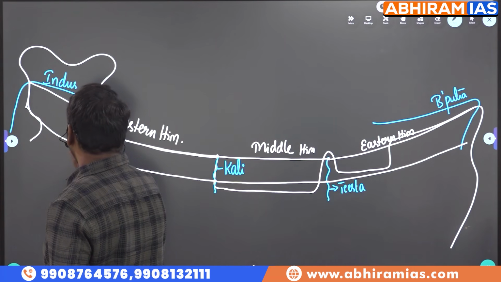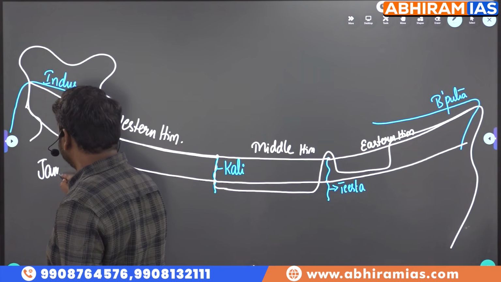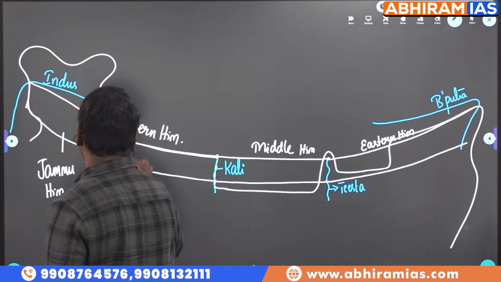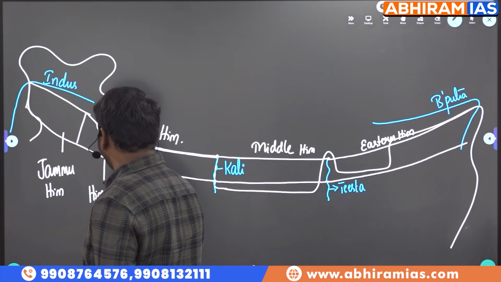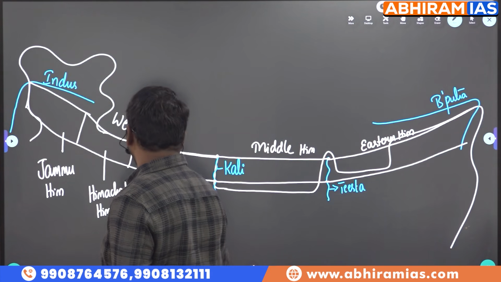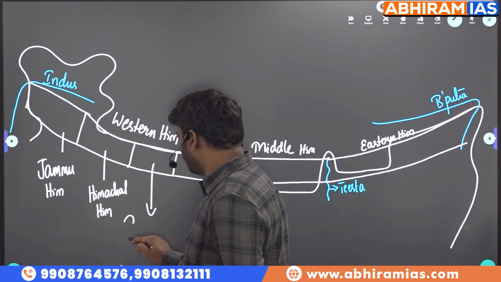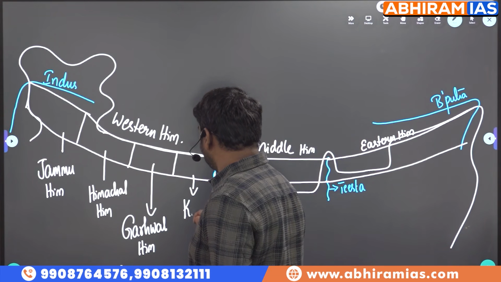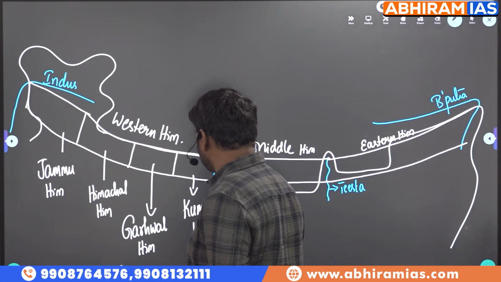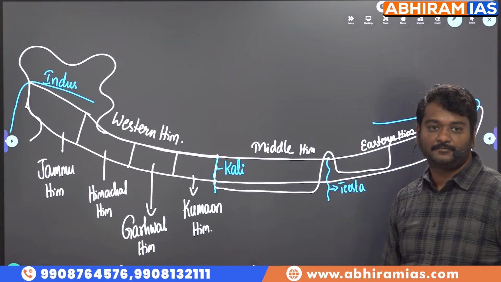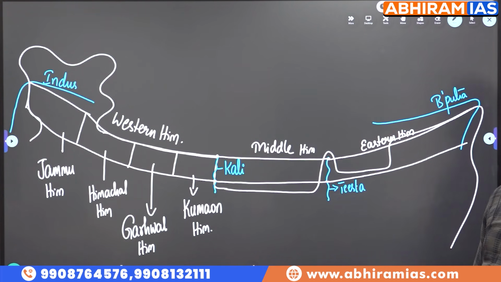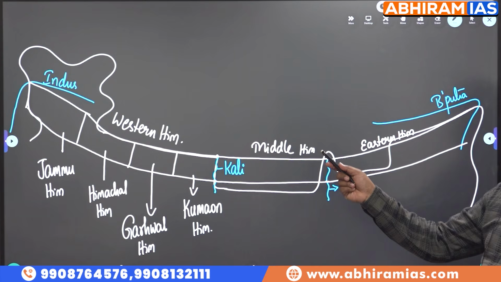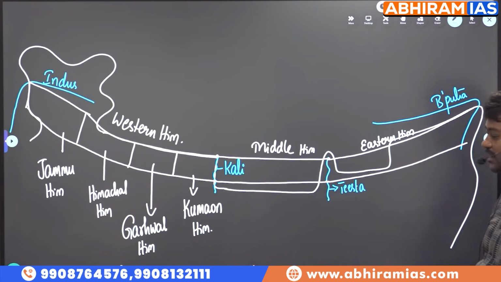Now, this Western is further divided into Jammu Himalayas or Kashmir Himalayas. Himachal Pradesh is Himachal Himalayas. Western side of Uttarakhand is known as Garhwal Himalayas. Eastern side is known as Kumaon Himalayas. Nanda Devi is in Kumaon Himalayas. You recollect Nanga Parbat? Nanga Parbat is in Kashmir Himalayas. Namcha Barwa is in Arunachal Himalayas.